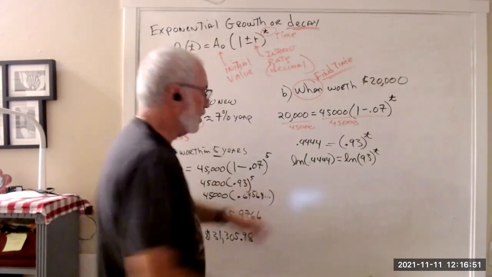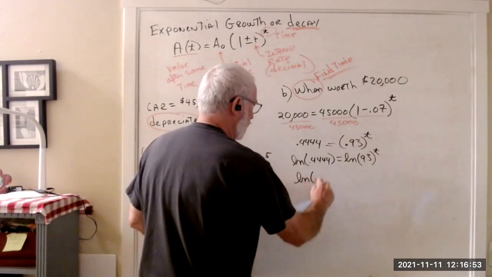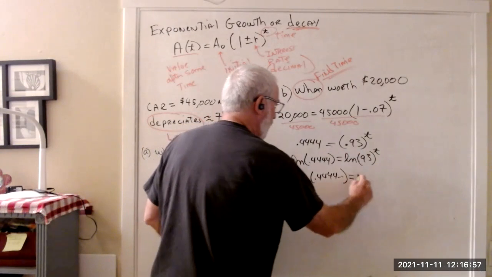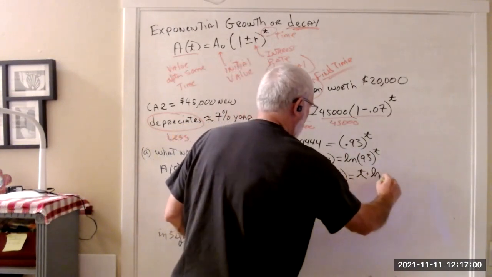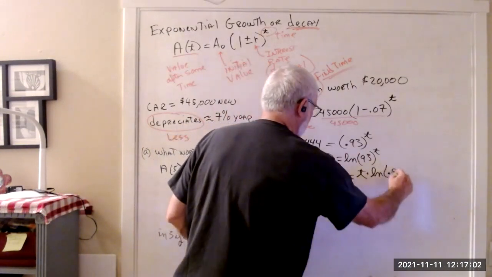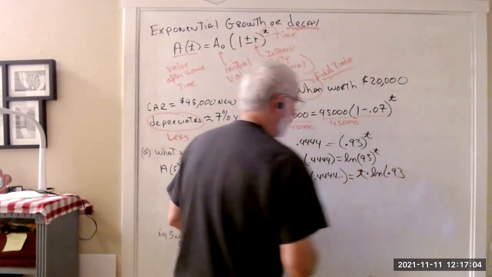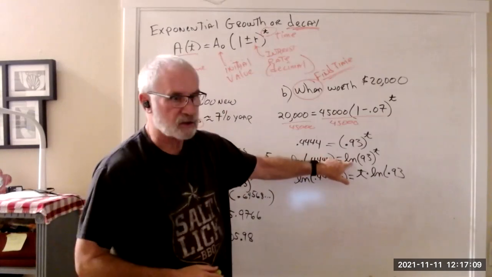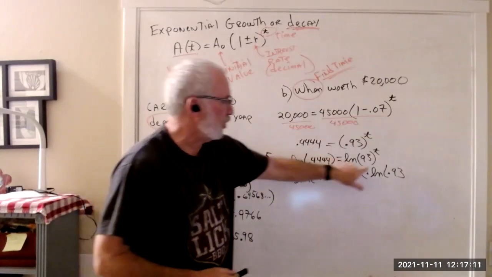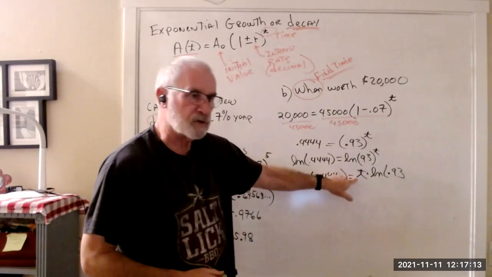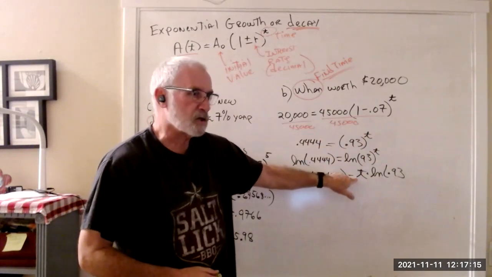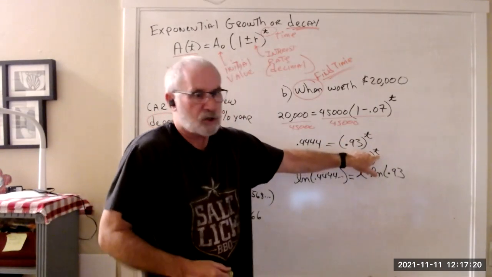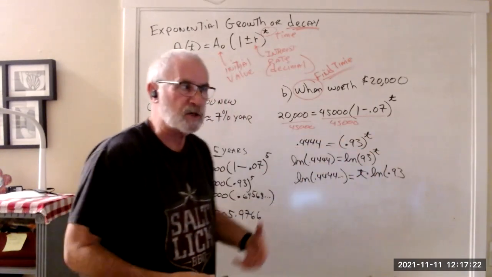That allows me to have the ln of 0.444444444, whatever, equals t times the ln of 0.93. Remember, the reason you did the ln to both sides is so that you could bring the t down using a log law. You just can't bring the t down out of the power position just because you want to. You have to have a reason for that.